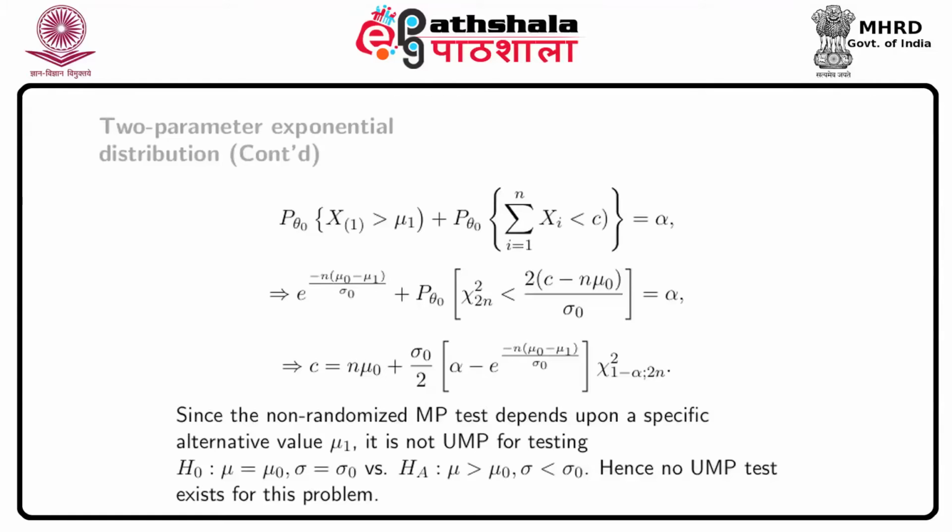Since the above non-randomized most powerful test depends upon a specific alternative value mu 1, it is not UMP for testing H naught that mu is equal to mu naught, sigma is equal to sigma naught against HA that mu greater than mu naught and sigma less than sigma naught. Hence, there is no UMP test for this problem. Thus, we have discussed two problems and their solutions, in which for problem 1 there is a UMP test and for problem 2 there is no such test.